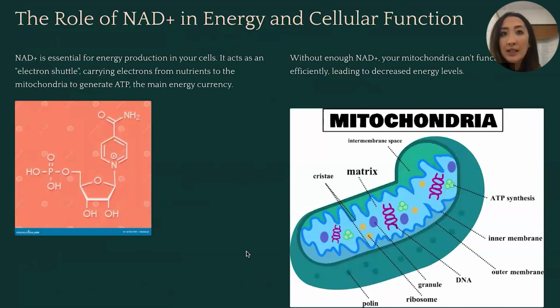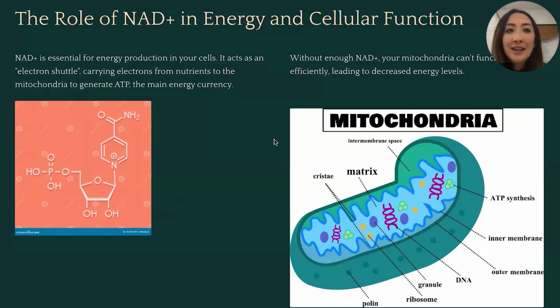And so what is the role of NAD in energy and cellular function? Because I think we hear a lot about NAD and people saying, oh yeah, we use it for energy. So if we go back to biology class, I'm always going back to biology and chemistry and physics class. Biology was my favorite though.